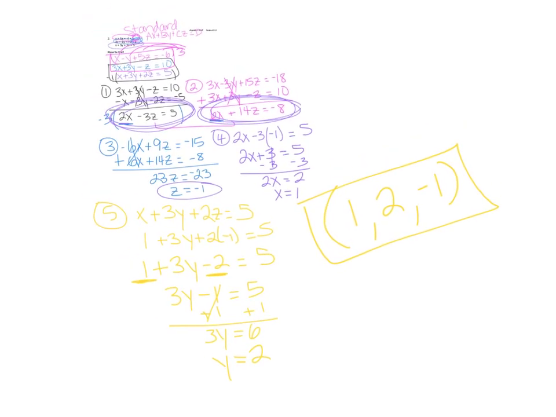Okay, so when you have all 3 variables, first thing you do, choose 2 equations and choose what variable you want to eliminate. You'll do that on step 1, and you'll eliminate the same variable on step 2. So that way you can use those 2 equations to eliminate one of the 2 variables that you have in your equation. Once you've done that, then you can start substituting in and finding the other 2 variables.